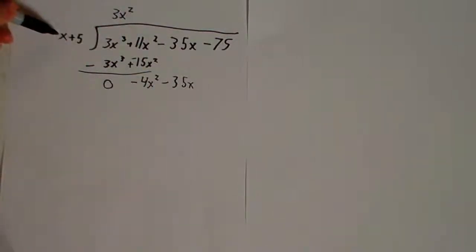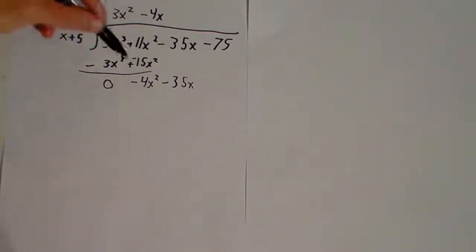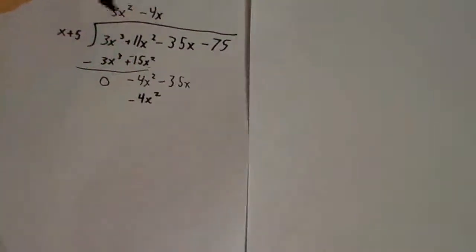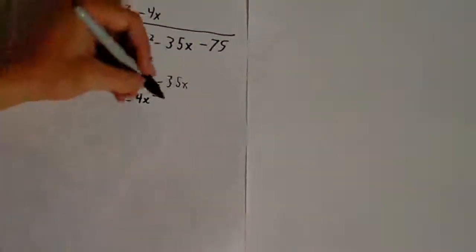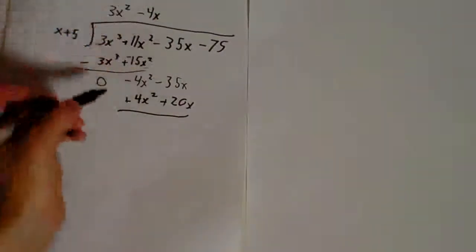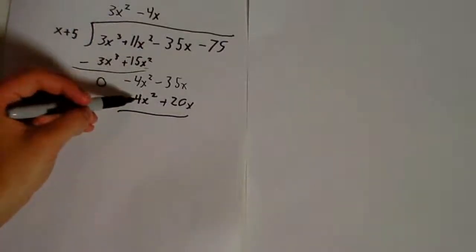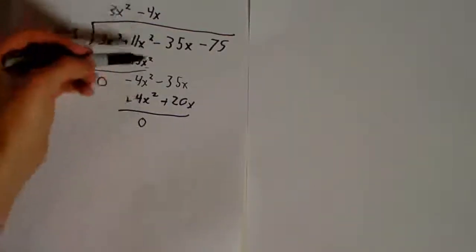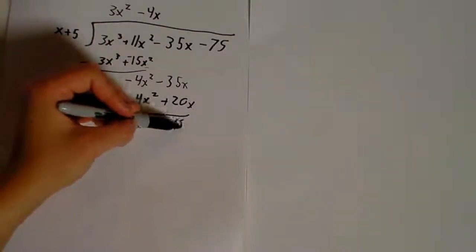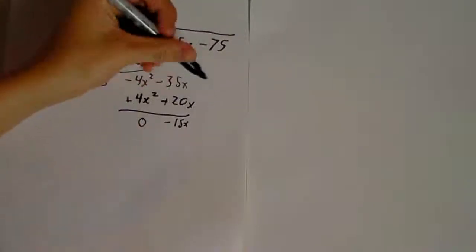How many times does x go into negative 4x squared? Well, negative 4x, right? X times negative 4x is negative 4x squared. So let's multiply that out. Negative 4x squared, and then negative 4x times 5 is going to be negative 20x. And to subtract these, of course, we're going to change the signs of both of them and add. So we've got negative 4x squared plus 4x squared cancels to 0. Negative 35x plus 20x gives us negative 15x. And now we bring down the negative 75.